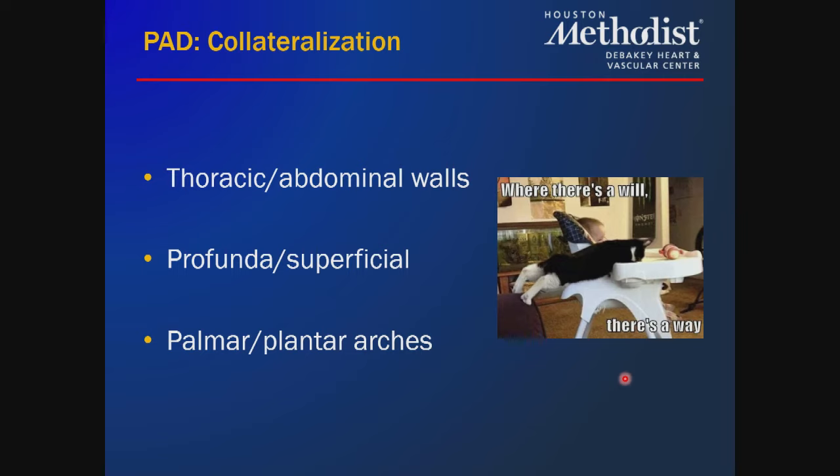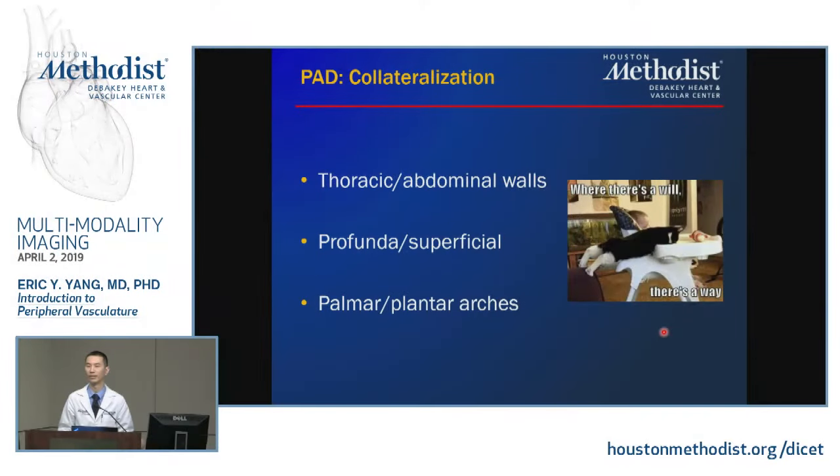When peripheral artery disease does occur, the body doesn't know how to make up for it, so it will collateralize through various branches. If you do see a critical stenosis or complete total occlusion, you should begin looking for collateralization either through the thoraco-abdominal walls. Look for superficial arterial branches in the leg or in the calf. Same thing with the upper extremity, looking at the palmar and plantar arches as well. You can get collateralization there as well.